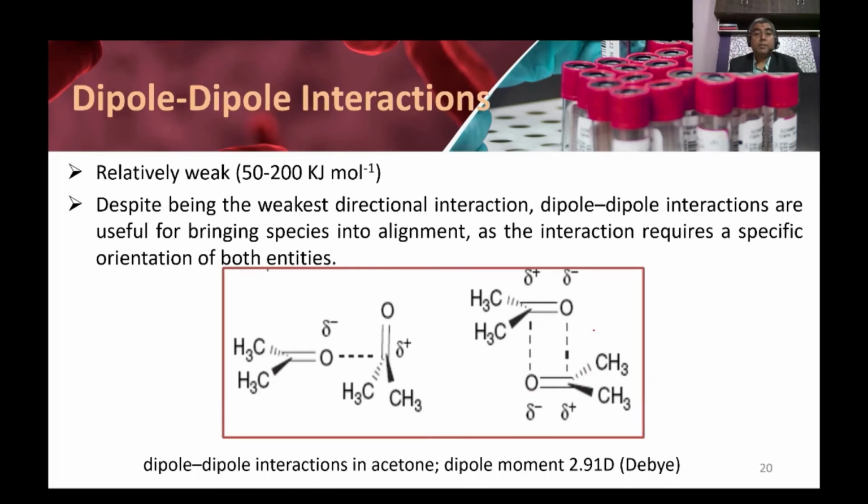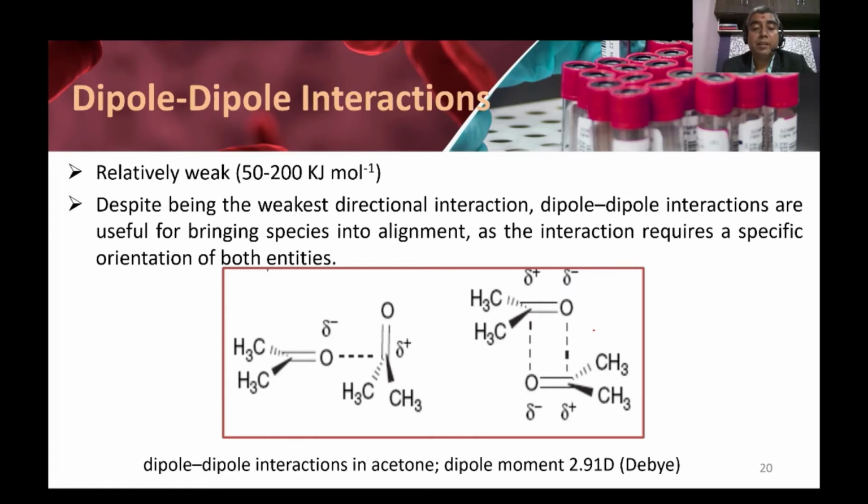The next is dipole-dipole interaction. They are relatively weak and the strength is between 50 to 200 kilojoule per mole. Despite being the weakest directional interaction, these dipole-dipole interactions are useful for bringing species into alignment, as the interaction requires a specific orientation of both the entities.